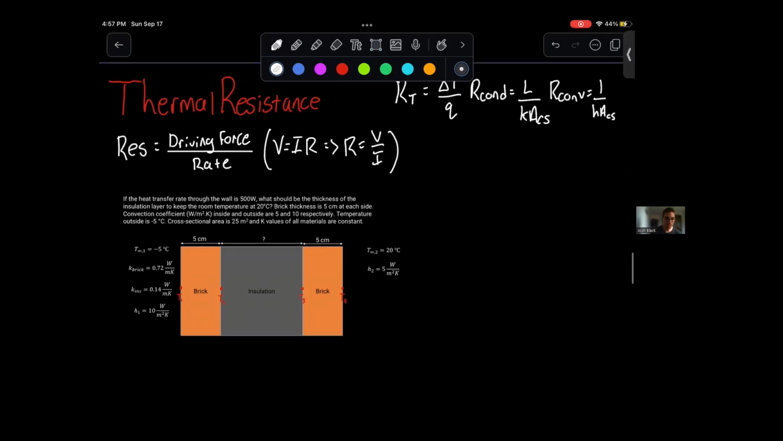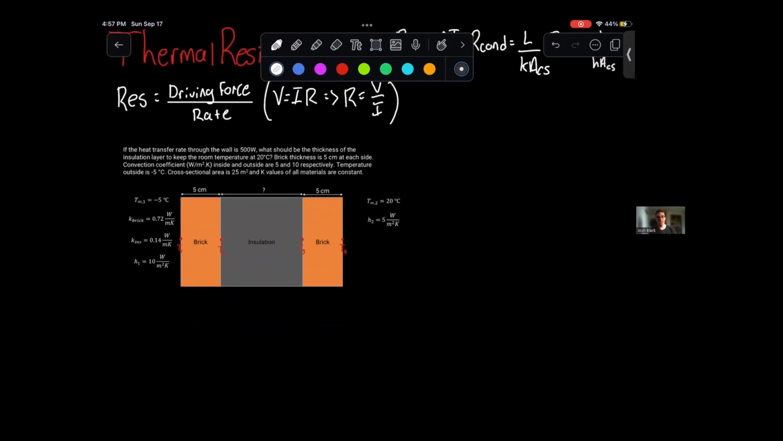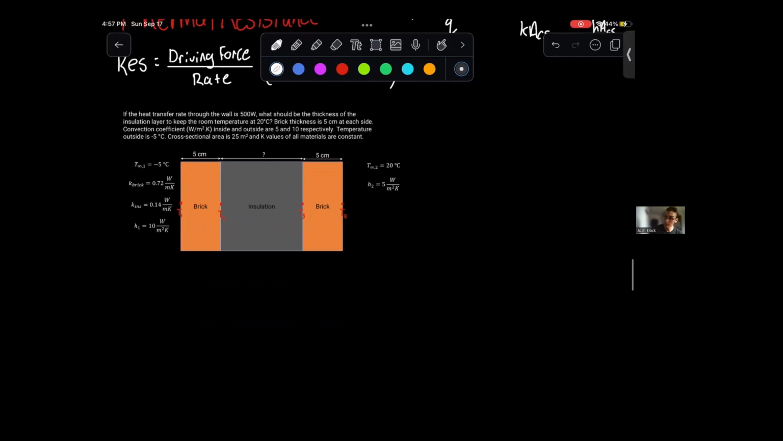Let's hop into a practice question. So what's nice is we can draw out all of our systems just like a circuit. So for this question, it says the heat transfer rate through a wall is 500 watts. What should the thickness of the insulation layer be to keep the room at the temperature 20 degrees C? The brick thickness is 5 centimeters at each side.